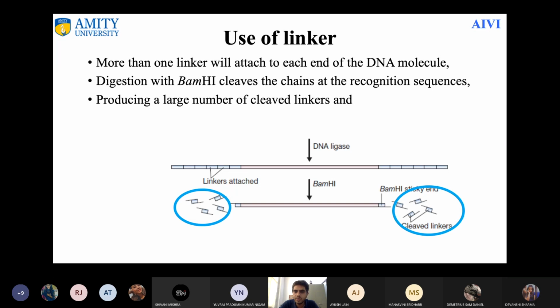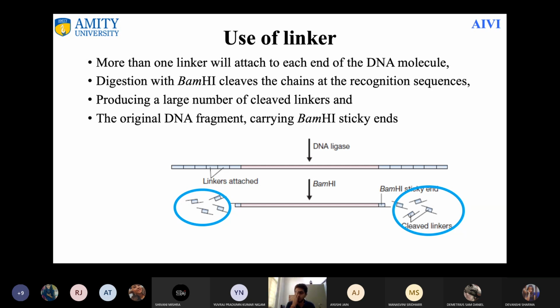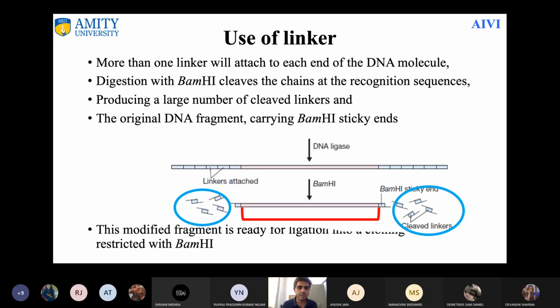Okay, so these are going to be cleaved off. These are the cleaved linkers. So the ordinary DNA fragment carries a BamHI sticky site. This is the use of your BamHI sticky linkers. The modified fragment is ready for ligation, so you can use it for ligation to a site that is of BamHI, as your vector is going to have a BamHI restriction site.